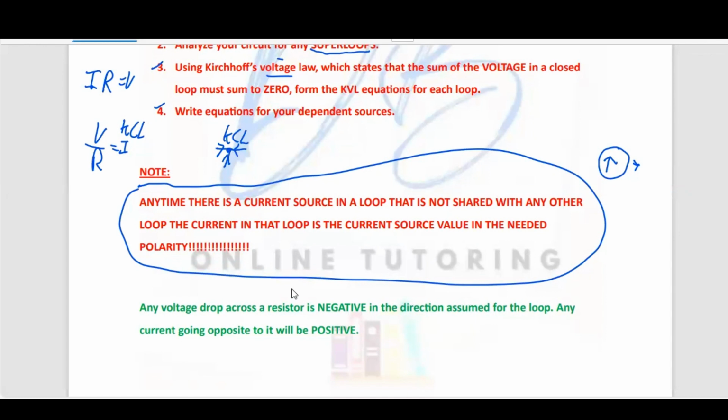And any current going in the opposite direction to it will be positive. So for example, if I have this, and obviously current I1 going through here, the voltage drop across this resistor R1 will be negative. Everybody remember that from school, right? The voltage will be negative because you're going from a high potential to a low potential. So it'll be negative.